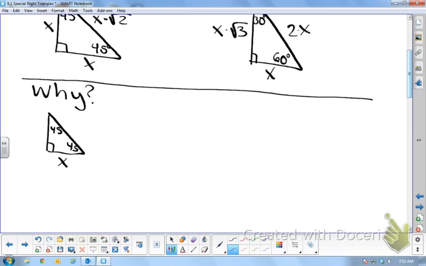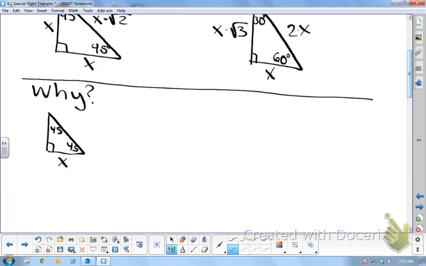So, I'm going to pick a side. I'm going to call it x. Now, I can't necessarily call the other sides x as well. We don't know that all three sides are the same. But we do have something special about this triangle. What's special about the angles inside?